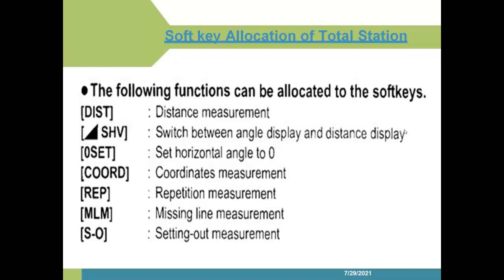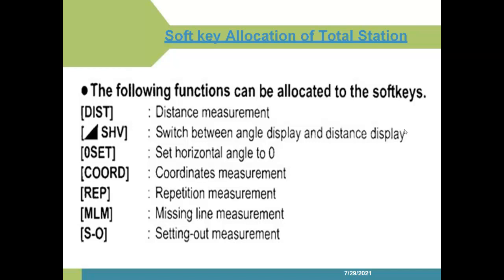0 means set the horizontal angle to 0 in the starting position. For example, if we are going to identify the angle between A and B, we set the angle at A as 0, and when we focus on B, the angle will directly appear, around 30 degrees or 60 degrees like that. And COORD means coordinate measurement, REP means repetition measurement.